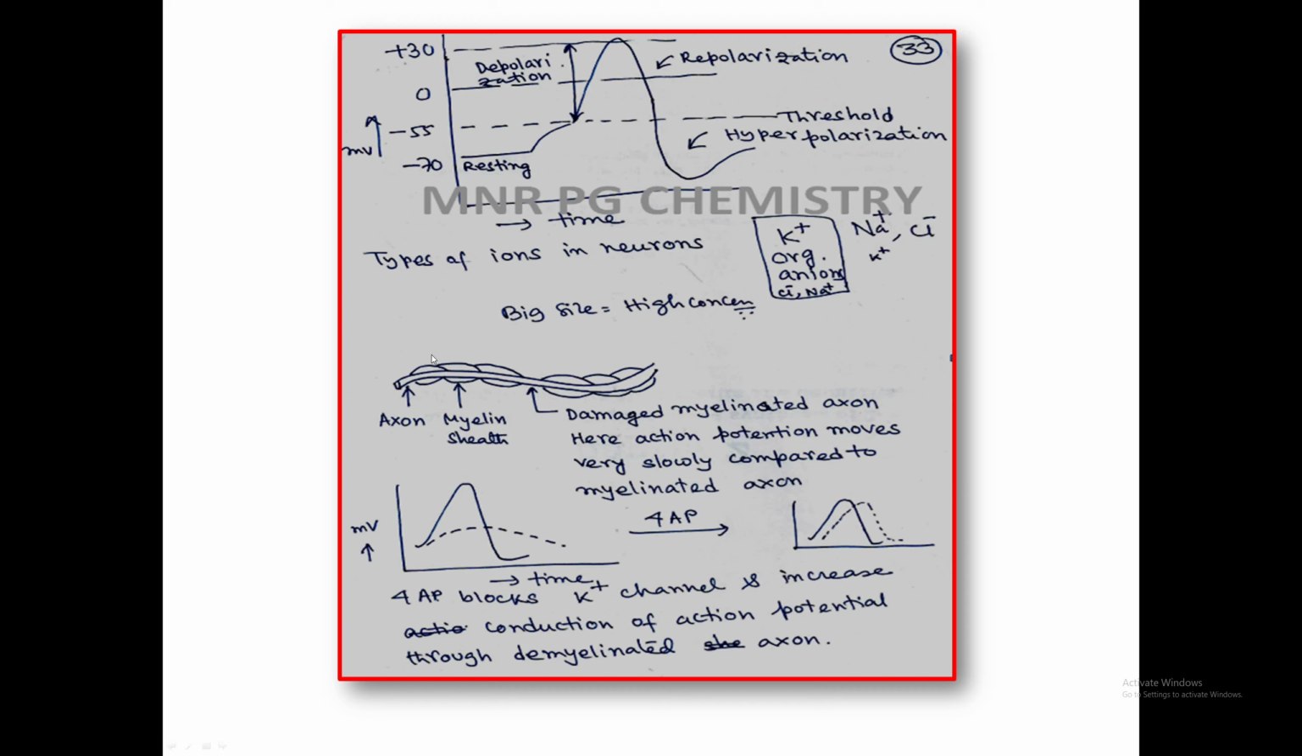Now see, here this is 0, that side is the positive side, this side is the negative side, and this is minus 70 millivolt. If it is continuing at minus 70, it is called a resting potential. Now it is the B part. The B part is minus 70, it is increasing to minus 55, and then it is going to the highest value. So this part is the depolarization.